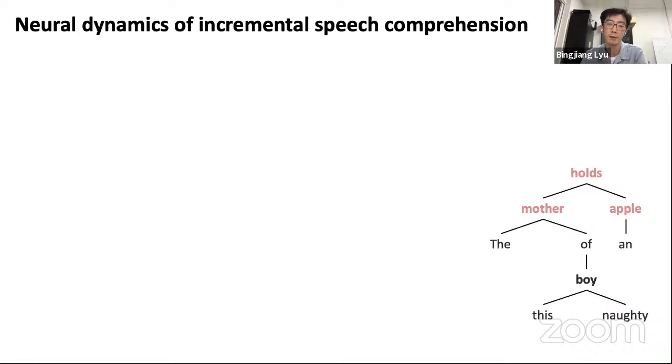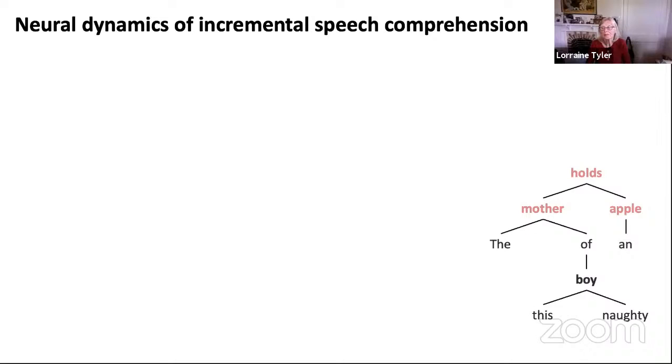So how is incremental speech comprehension achieved in the brain? What are the neurobiological systems involved, and what are the neurodynamics supporting the word-by-word meaning computation? These are the broad questions we want to address.